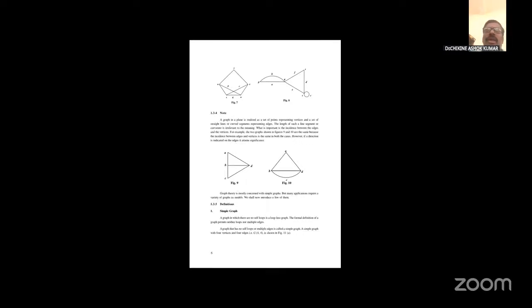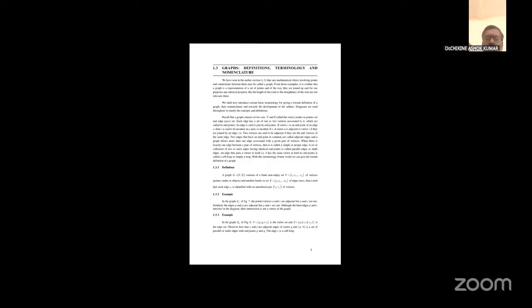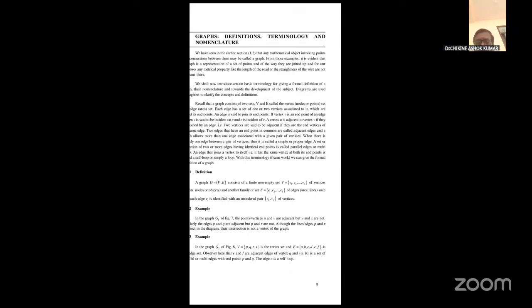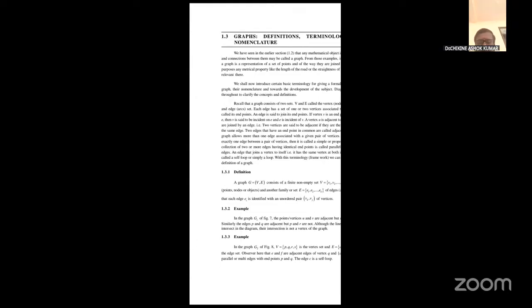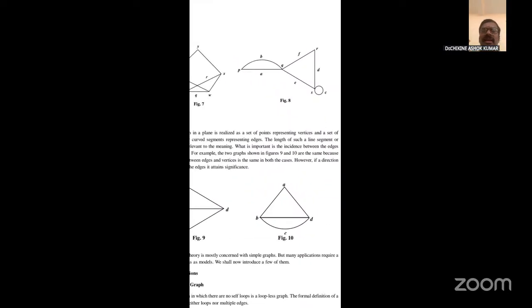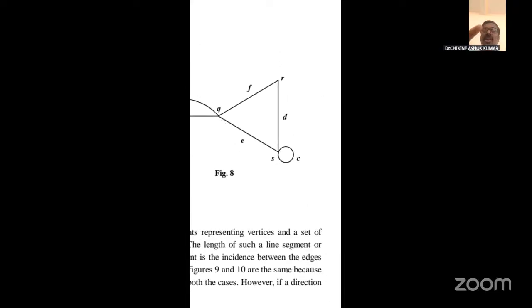So in total, how many edges are there? A, B, F, D, E, and C. In the second graph, figure 8, the vertices are P, Q, R, S and the edges are A, B, C, D, E, F. In the edge set, observe that E and F are adjacent edges. E and F are adjacent edges, not vertices. Edges means arrow marks.